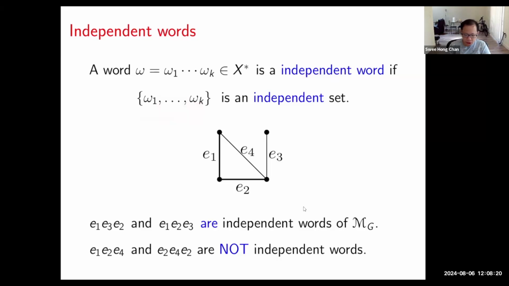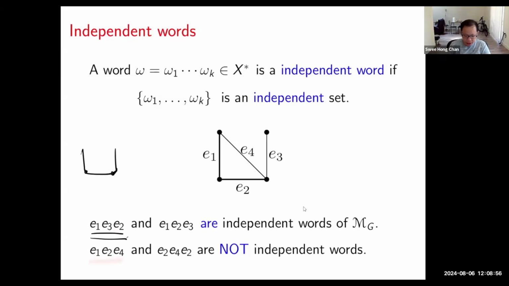For example, if your matroid is a forest matroid, the graphical matroid, E1, E3, E2 is an independent word, because if you look at the graph formed by the three edges, this has no cycle. Therefore, by definition, it is an independent set for the graphical matroid. And notice that here, E1, E3, E2 and E1, E2, E3 are considered separate words. Okay? So order does matter for the independent word.